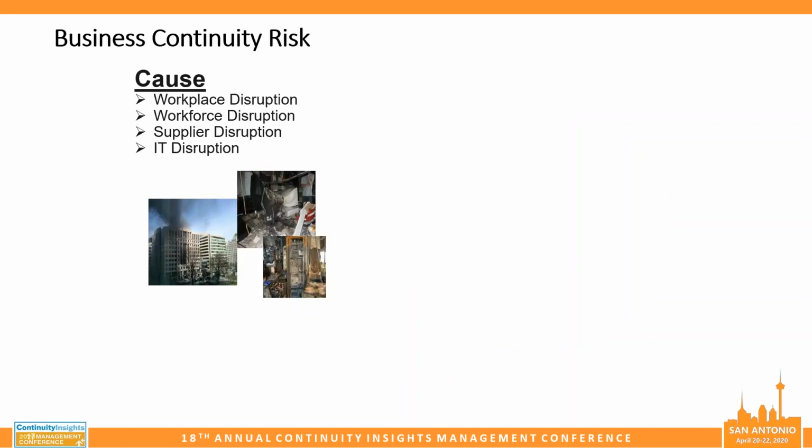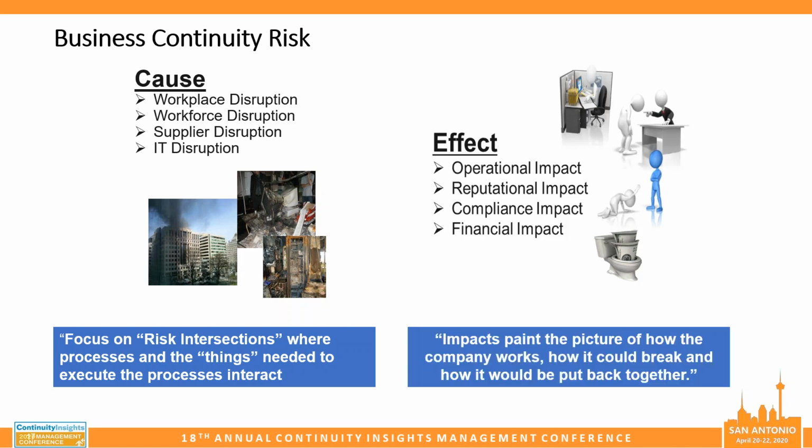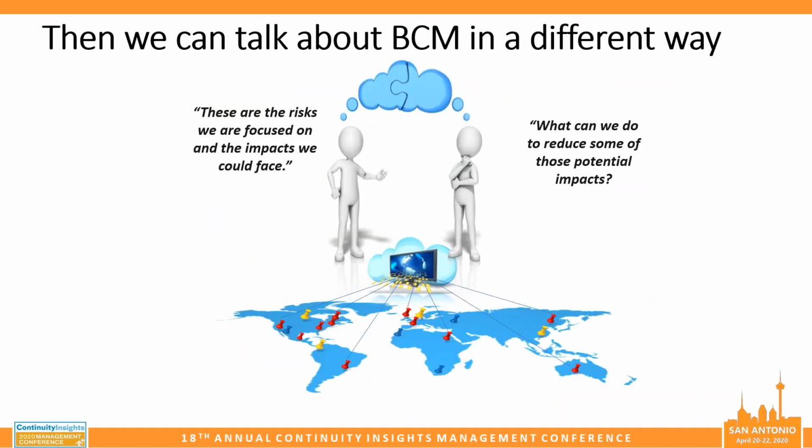We need to understand what could cause a disruption and then what the effect would be to operations, to reputation, to compliance, to finance. Because if we focus on those risk intersections, again, where the processes and the things we need to do those processes interact, we can paint a picture of how the company works, how it could break, and how it would be put back together again. You've got to have the data to identify these risk intersections. So we've got to understand all of the different places where things interact. And then we can talk about business continuity management as a program in a different way.